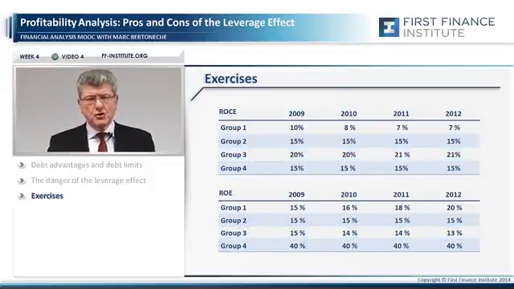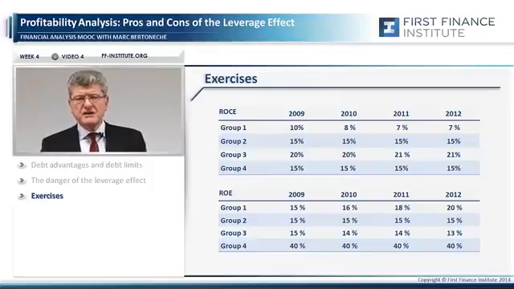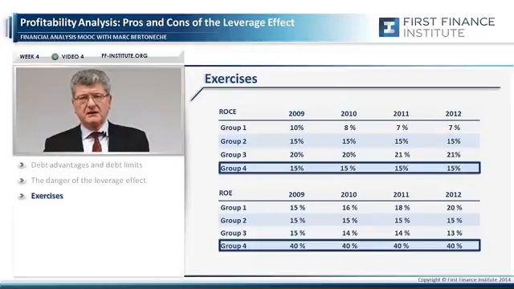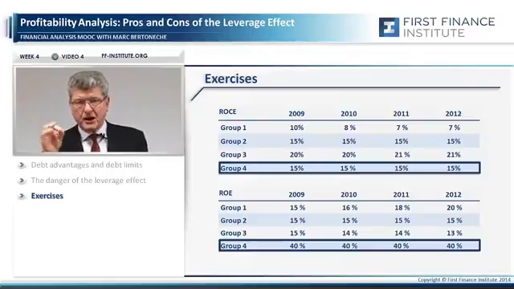Finally, Group 4. ROE is extremely stable and extremely high at 40%. Why? ROCE is good and stable at 14%. And Group 4 is massively playing on debt. Maybe a typical LBO, as we call it, leveraged buyout, buying a company with a lot of debt, a lot of leverage.